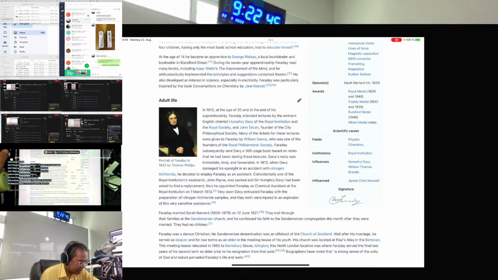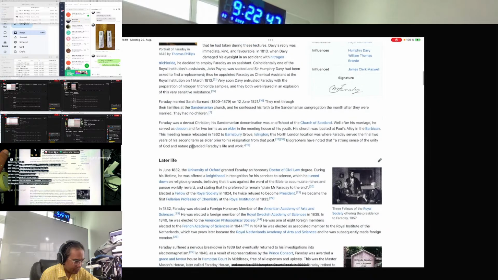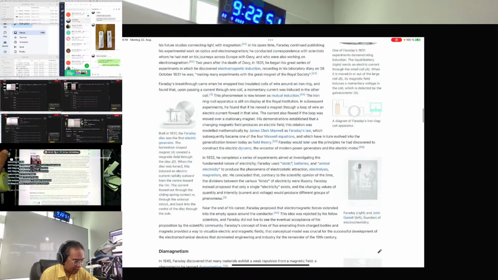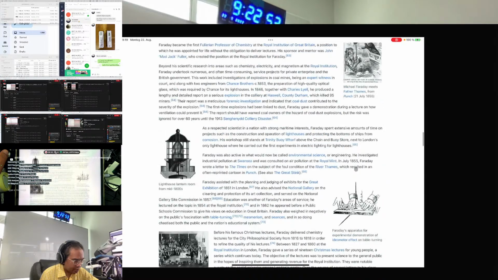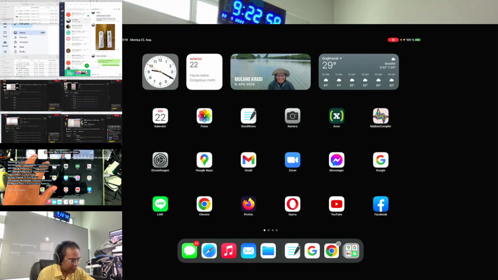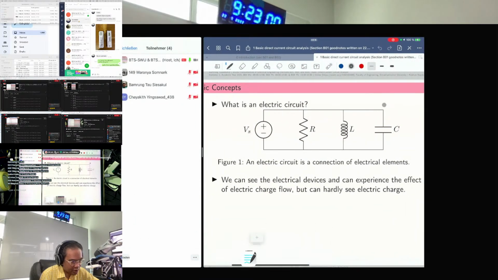Here is the picture of Michael Faraday. Because at that time there was no camera, people needed to capture a famous, important person by drawing only.